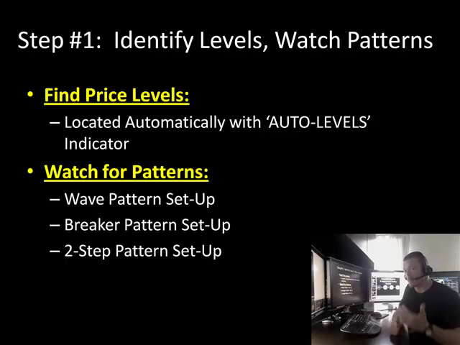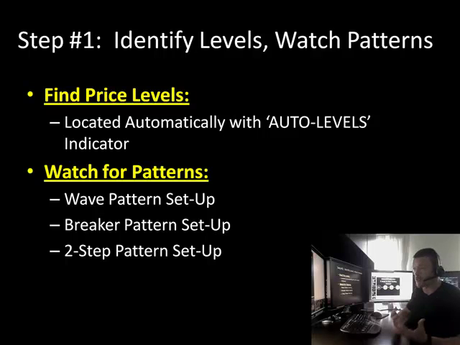Now, we have that job made a whole lot easier for us because our auto levels indicator goes out and finds all those important levels for us and then brings them back so we can just simply look for them on the charts. Right? So it finds all the levels for us. Once we find those levels, then we watch for our 3 patterns: the wave pattern, the breaker pattern, and the 2-step pattern. So again, the 3-step success: entry pattern first. Let's take a look at some of those patterns.